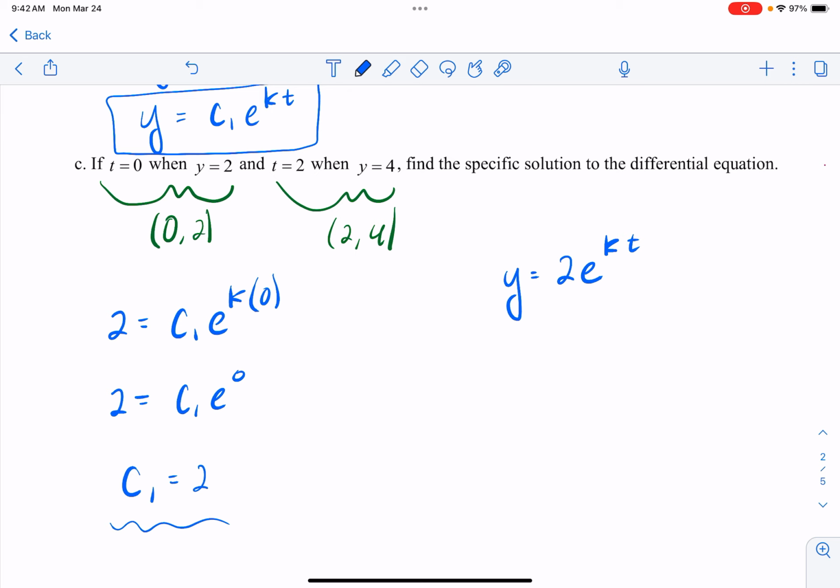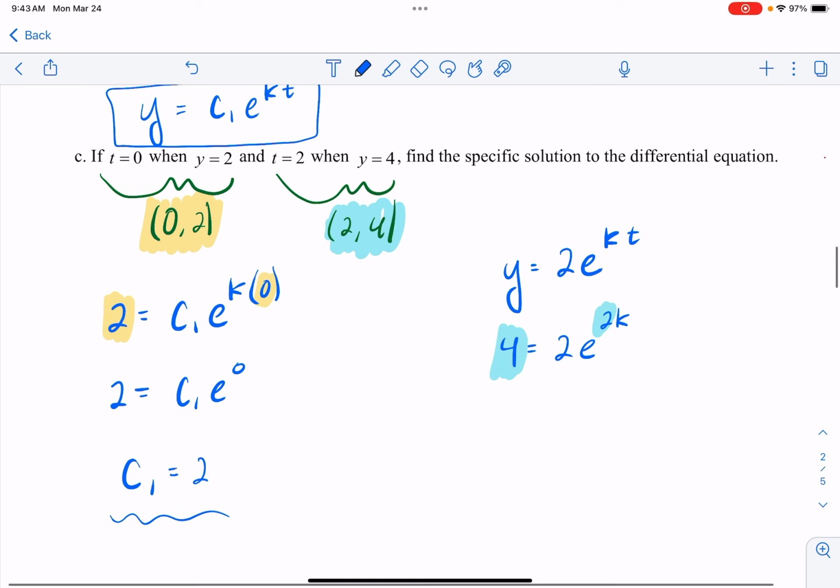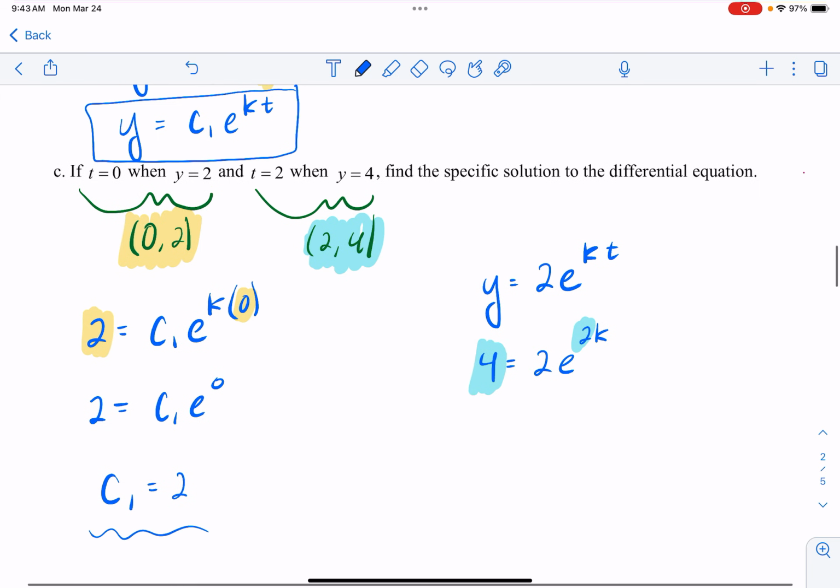Well, now all we have left to solve for is k. And we're going to use that second initial condition to solve for k. 4 equals 2e to the 2k. So I'm plugging in 2 and 4. Just so we can keep track of this, this is where I'm plugging in the 0, 2, and this is where I'm plugging in the 2, 4. All right, so now we're going to solve this equation.